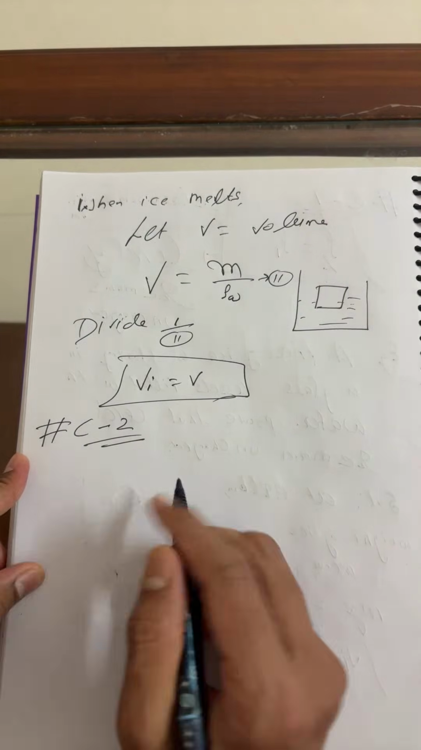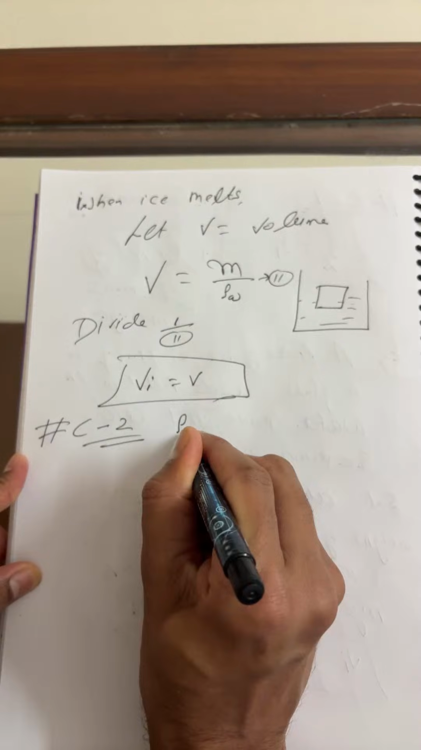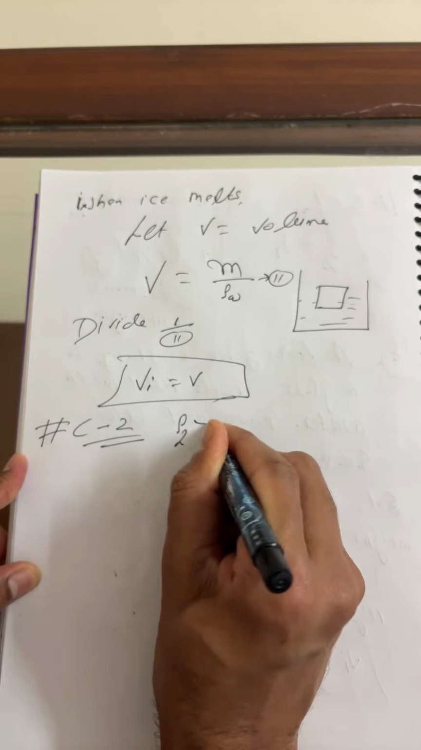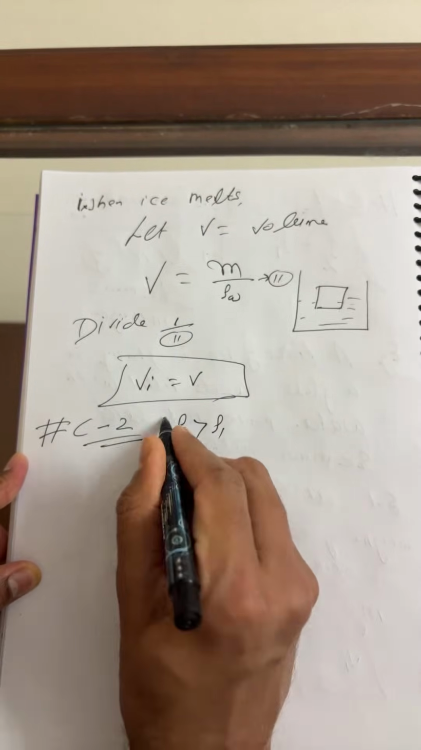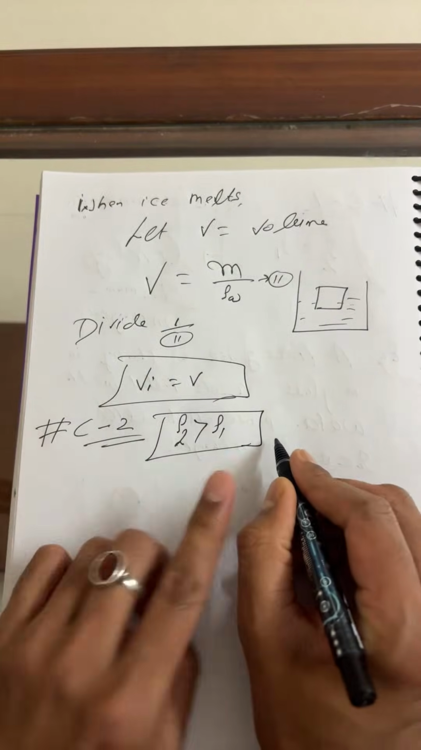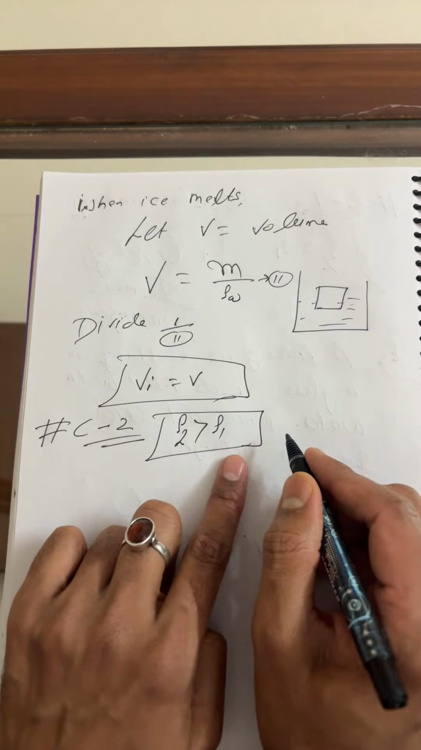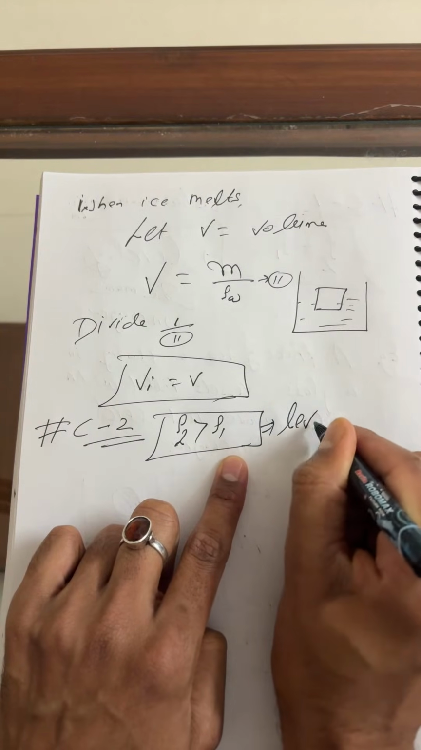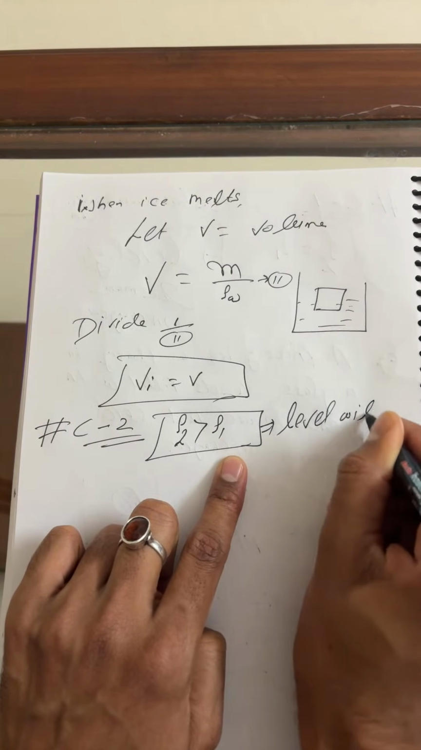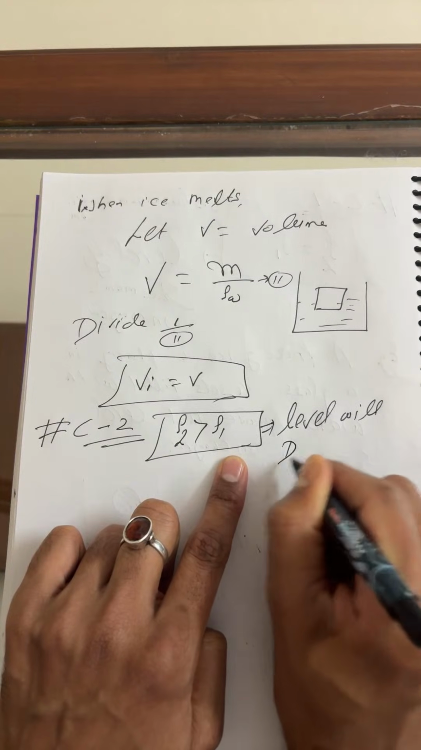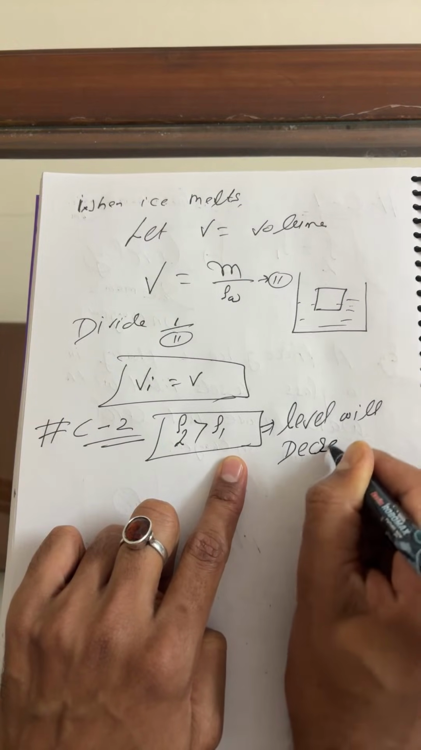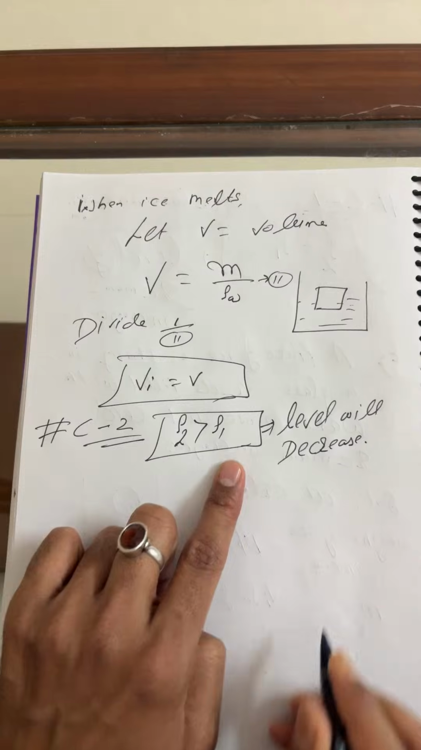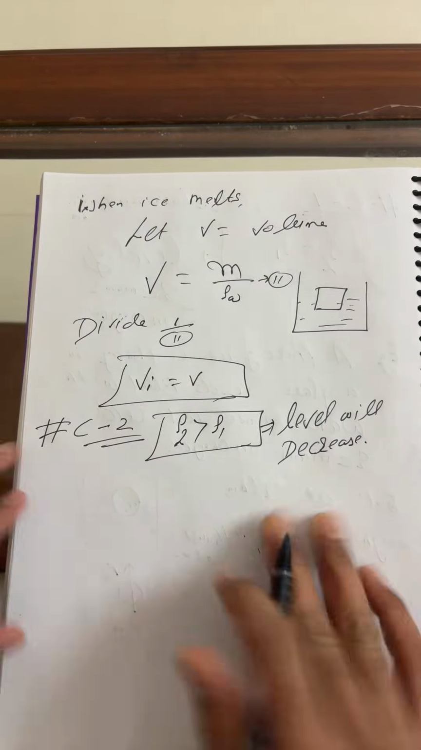In case 2, what I'm considering here is the density of the second body. The density of one body is more. For this condition, I'll prove this result: the level will decrease. I'll prove it with the help of an example here.